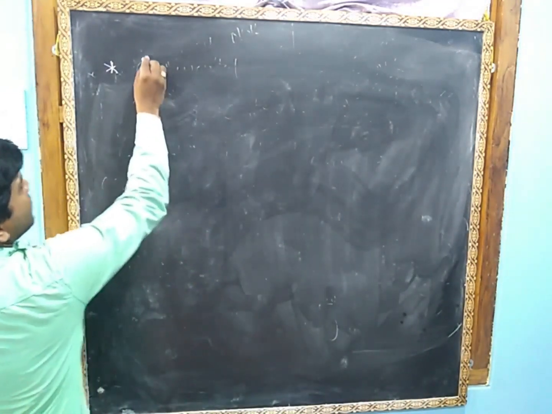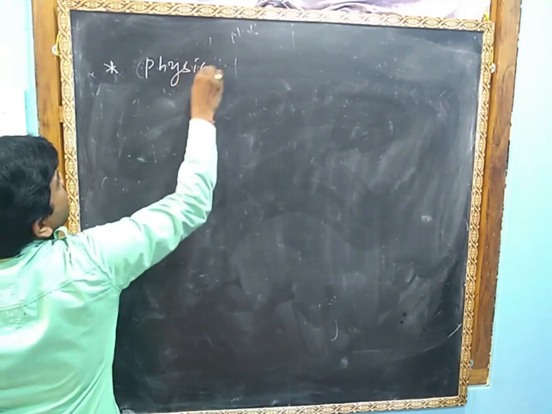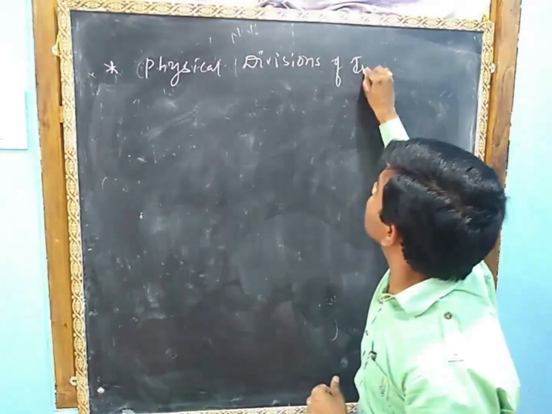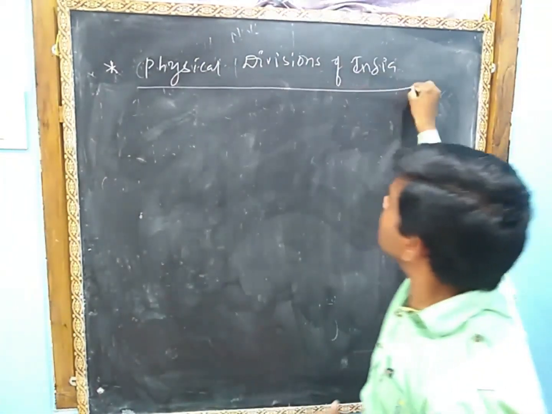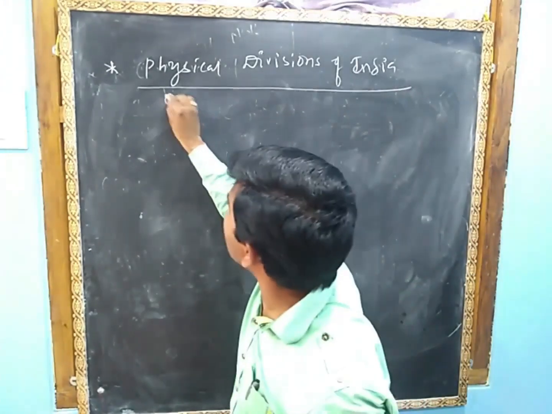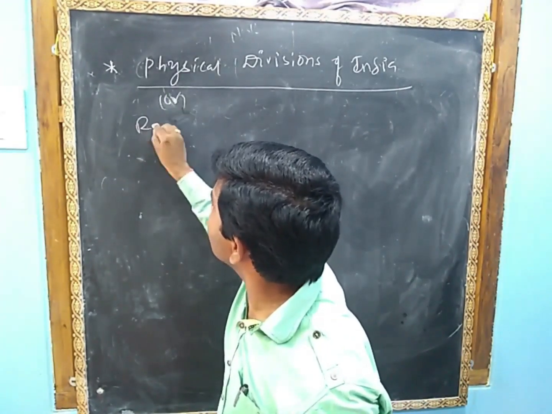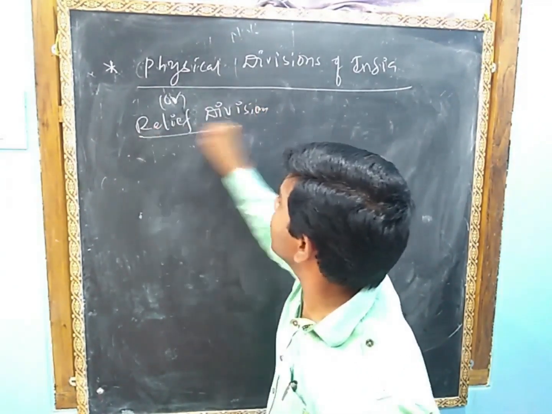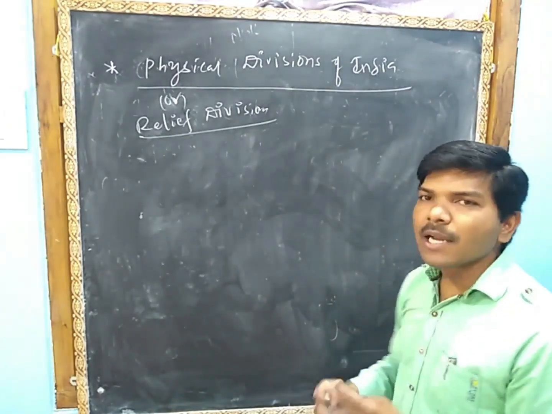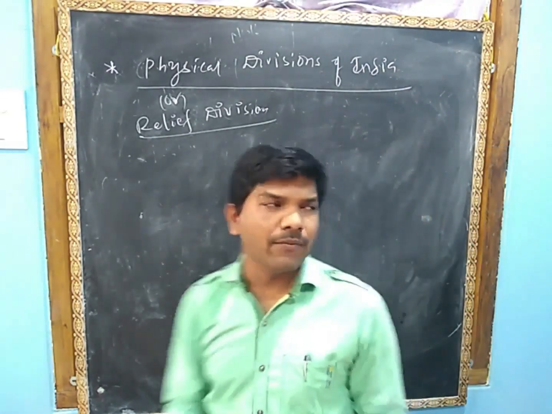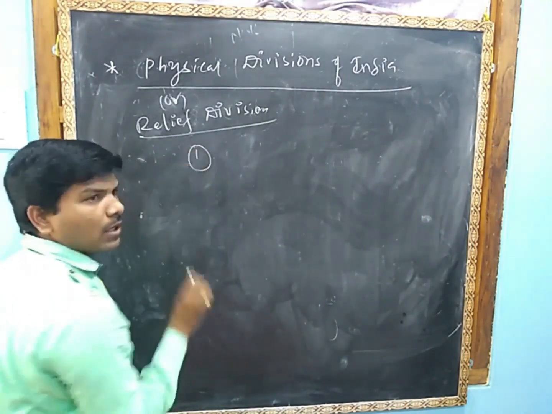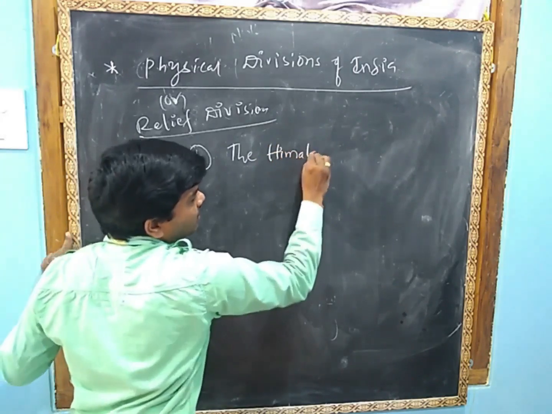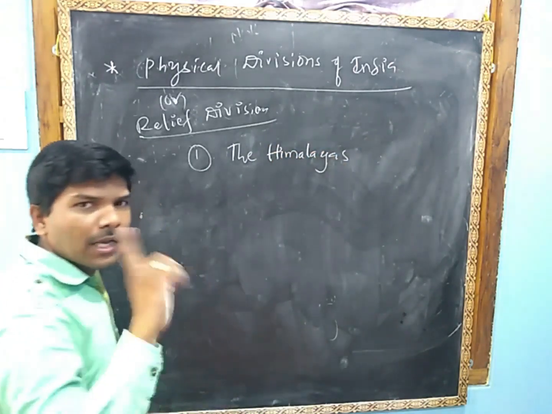Let us see the physical divisions of India. These can also be given as relief divisions of India. Into how many physical or relief divisions can India be divided? First one, number 1, the Himalayas. Very, very important. The Himalayas is first.